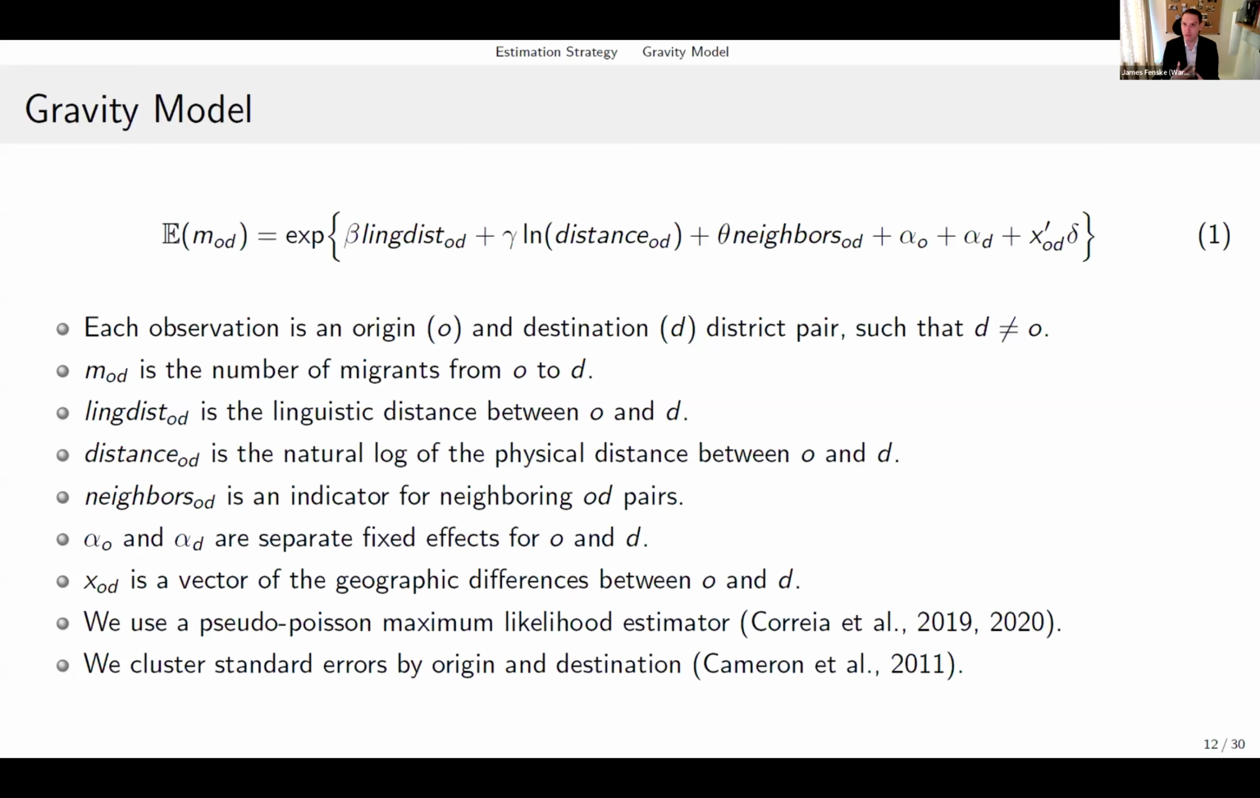We're going to control for a dummy for whether they're neighbors. We're going to have a fixed effect for origin districts and a fixed effect for destination districts. And we're going to control for several other measures of geographic dissimilarity that I told you about on the previous slide. We're going to use PPML, HDFE, because these are counts and because there are lots of fixed effects. And we're going to do two-way clustering by both origin and destination.